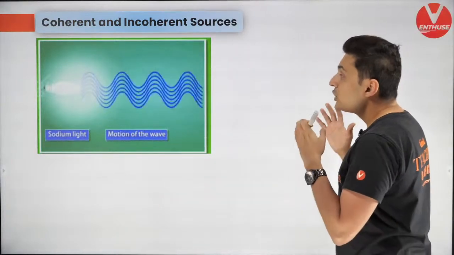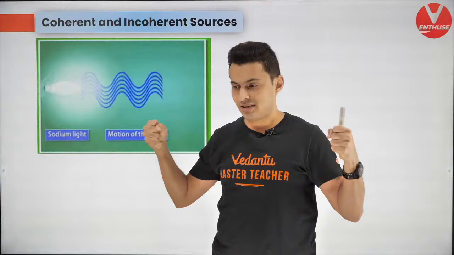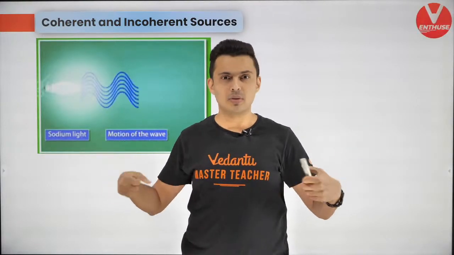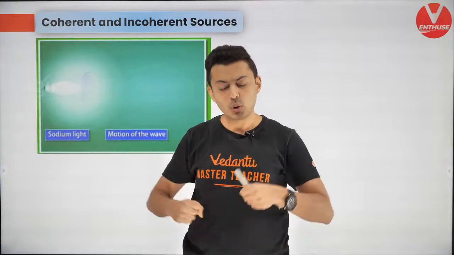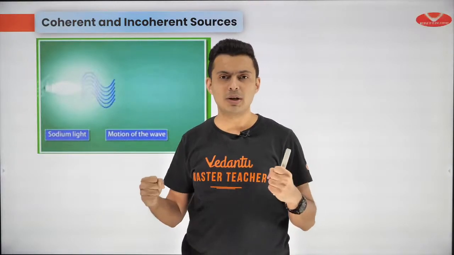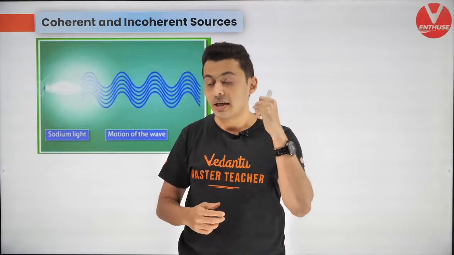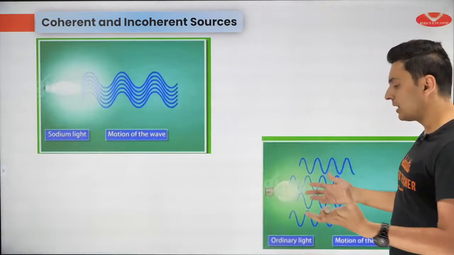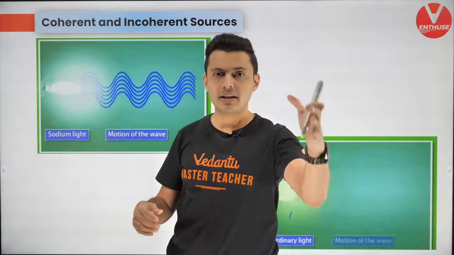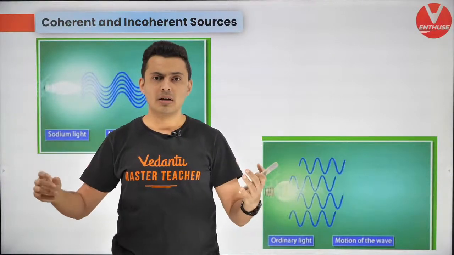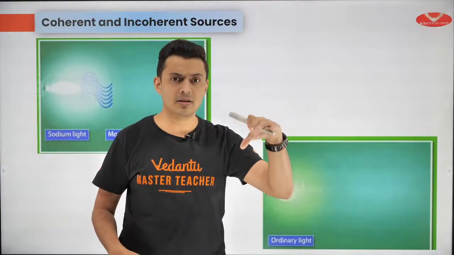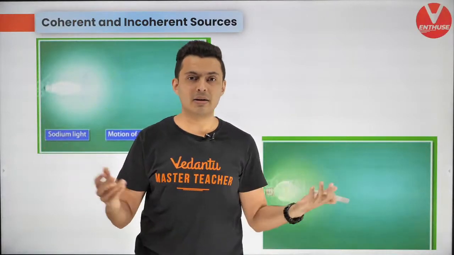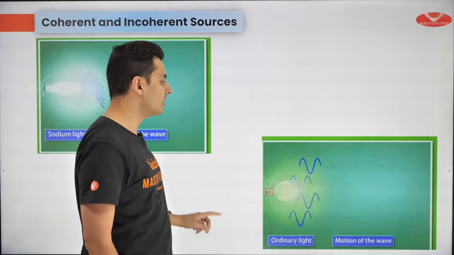Now, usually if I take two bulbs, they won't be coherent. You take two torches, two candles, even two identical bulbs, no matter what you do, they are never going to be coherent. In fact, they are always going to be incoherent. The meaning of incoherent is that they are random. When source 1 is emitting a crest, maybe source 2 is emitting a trough. After some time, when source 1 is emitting a crest, maybe source 2 is emitting a crest. And it keeps changing. It's random. They are not in sync with each other.